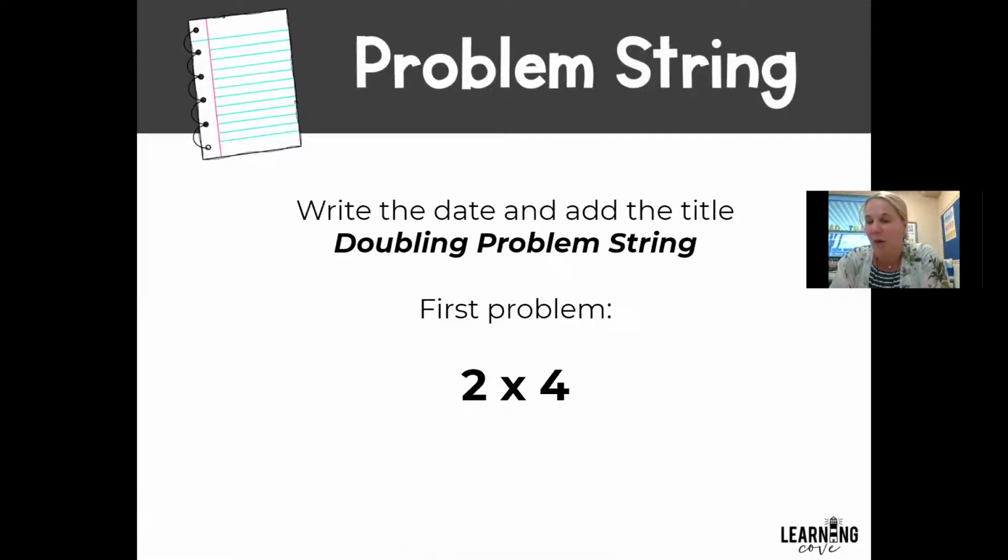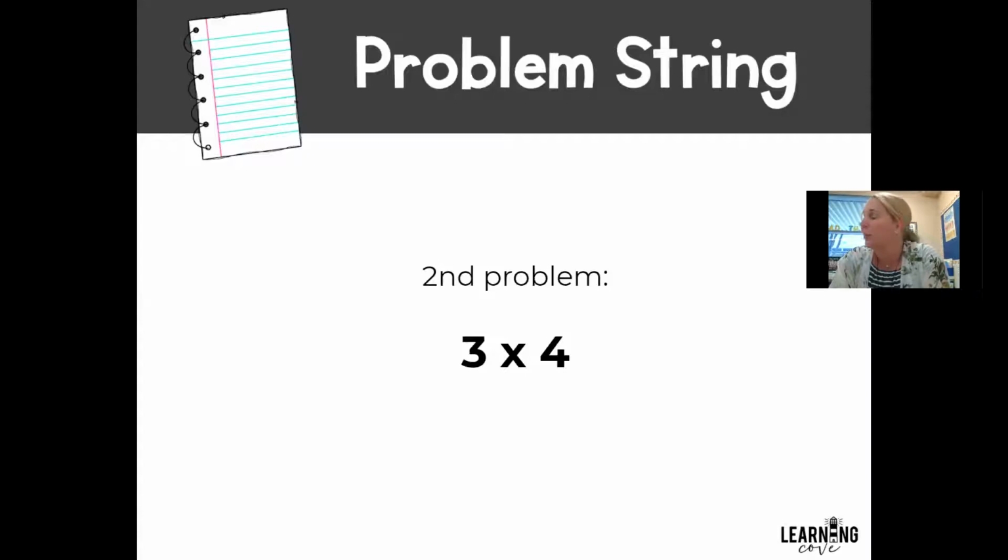Okay, next problem I want you to write down. 3 times 4. So now we have 3 groups of 4. 4 plus 4 plus 4. So I know that 4 times 2 was 8. So I just need another group of 4 to make it 12. All right, friends, I hope you just wrote that down. 3 times 4 equals 12. Awesome blossom.